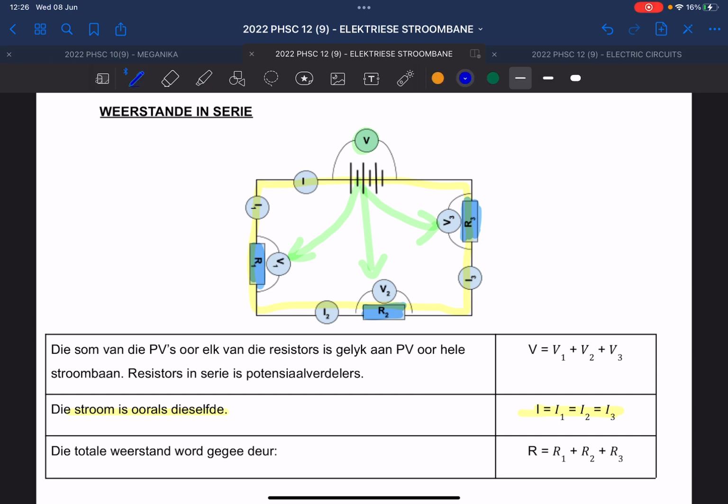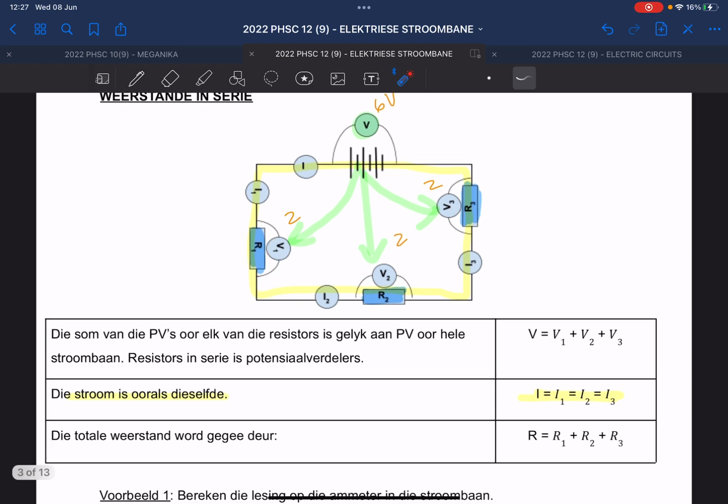So let's say you had 6 sandwiches, 6 volts. And let's say the resistance are equal. Kom ons sê die weerstand is almal dieselfde. Then it will split up 2, 2 and 2. Okay, remember they'll only split up 2, 2 and 2 if the resistance are the same size. Nee, hulle gaan nie altyd evenredig opsplit nie.